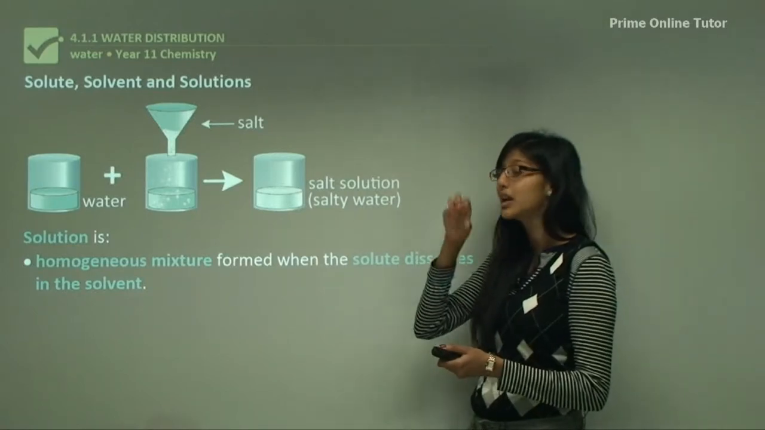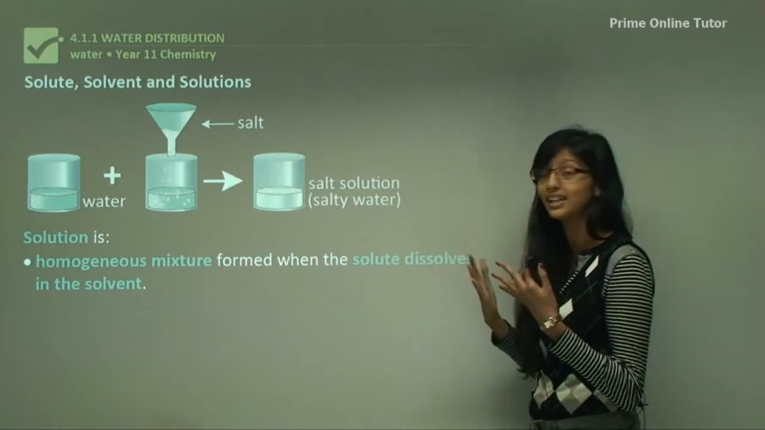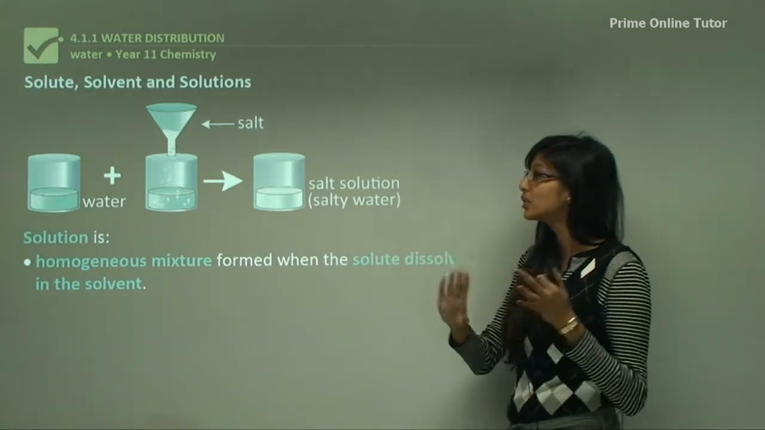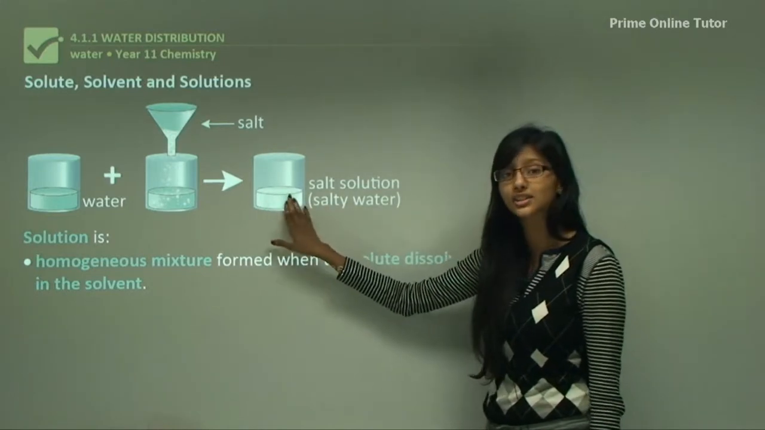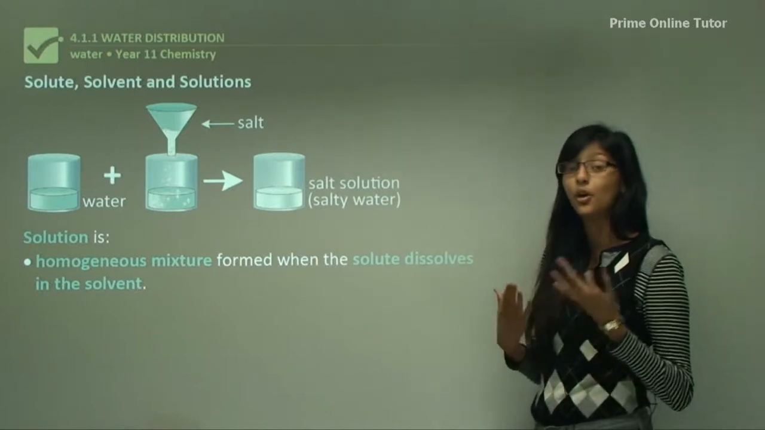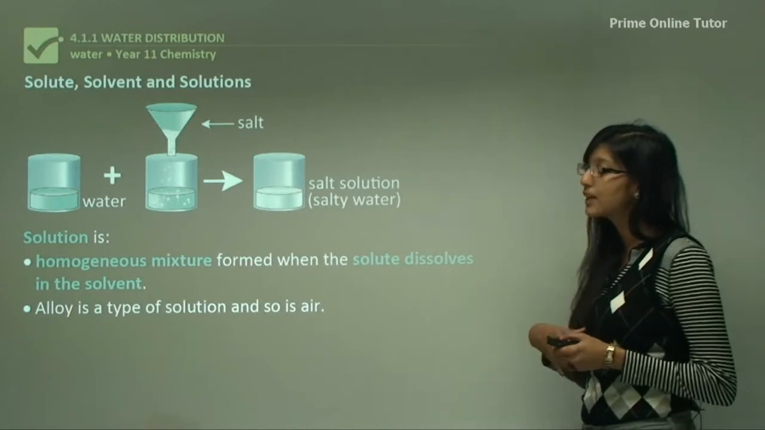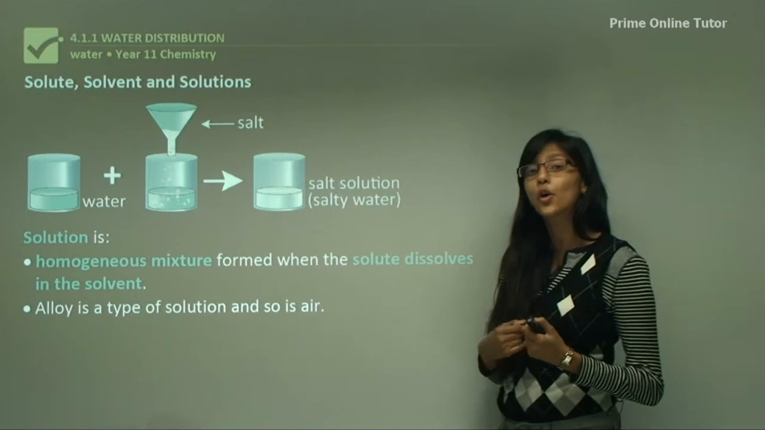Not only parts of it will be colored white. The whole thing is colored white. That means it's uniform throughout its composition. So throughout this solution, the salt crystals are flowing throughout the solution. So the whole thing is uniform. And that's what a solution is. It's a homogeneous mixture.